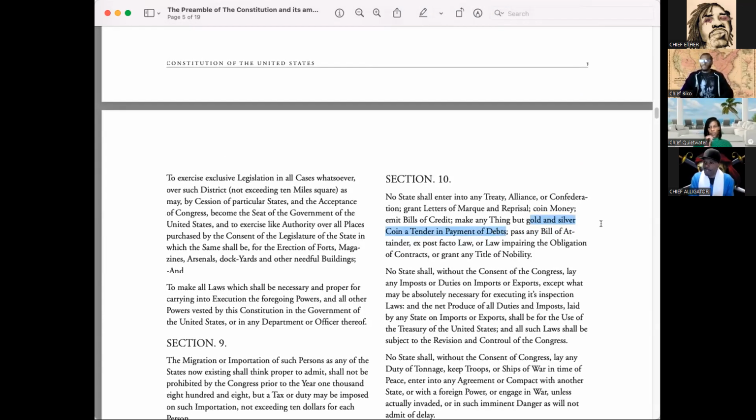Your whole life, Chief Ether, you've never been paid money. According to their constitution, the only way you can pay for a car, a house, or a boat is with gold and silver coin, a tender in payment of debts. So there is no money. So why are you calling them supreme? And why are you dealing with racism? They're broke. It's a bankrupt government. This is mental for us at this point. Yeah, that's a fact.